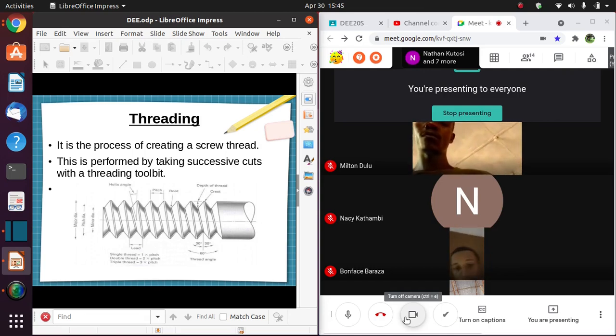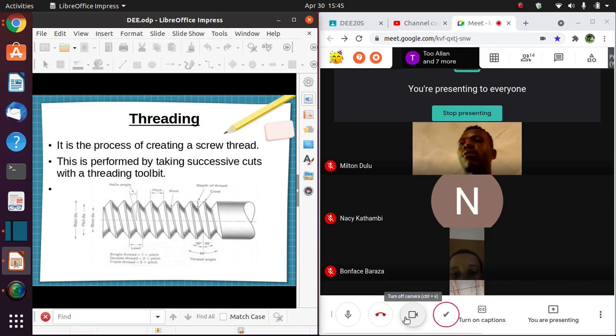The processes that we've been talking about so far are to help you when you're doing your final project. These are some of the things that you will have to do in the workshop. And another important one is threading.